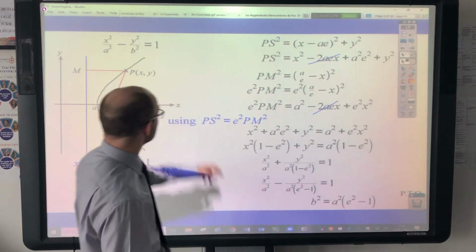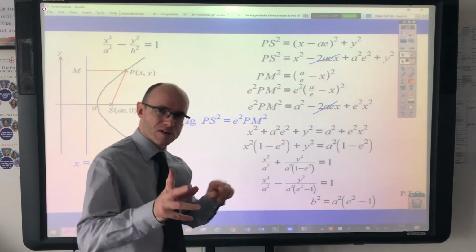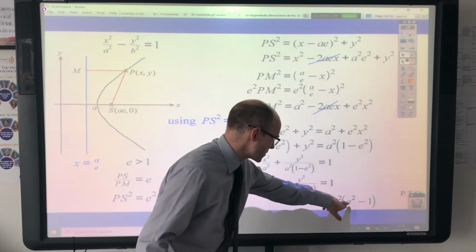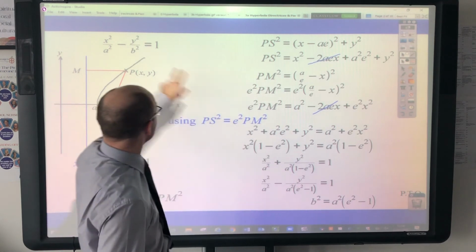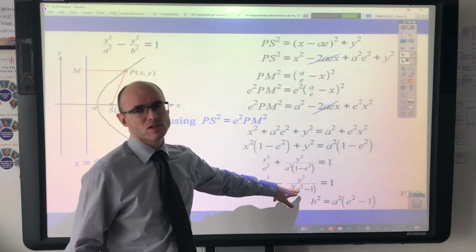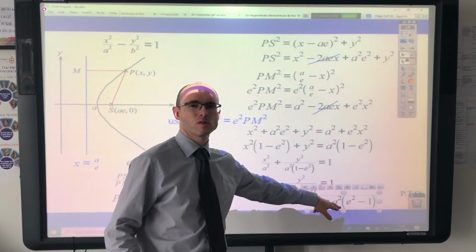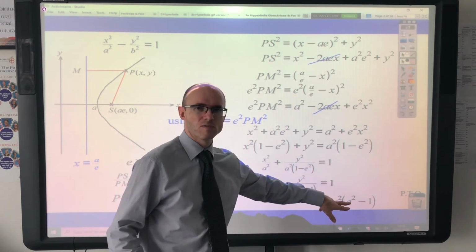And the reason that b squared equals a squared e squared minus 1 is because this denominator, b squared, has got to match that there. So I'm hoping that makes sense to you as to why you got this rather important result.